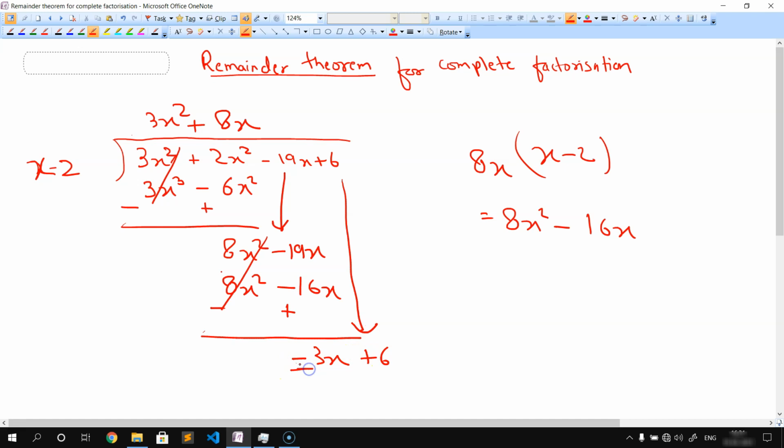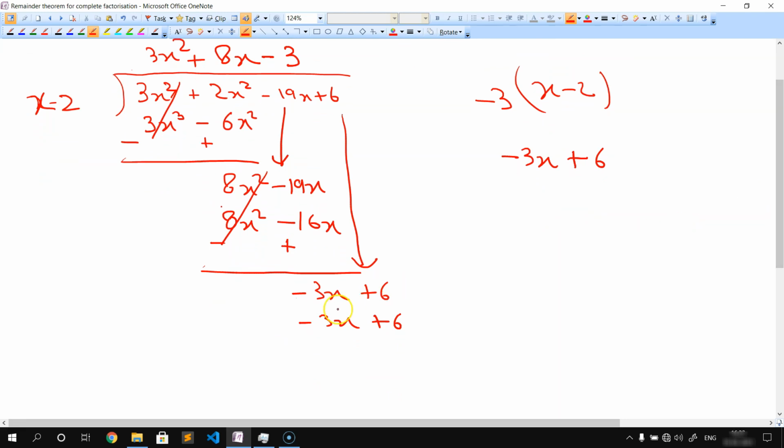Here it's minus 3, so we will put the sign of minus over here, and now we have to get minus 3x. Simply we will multiply it by minus 3, so it will become minus 3x plus 6. We will multiply it with minus 3. It will become minus 3x plus 6, and it will become 0, and our remainder is 0.